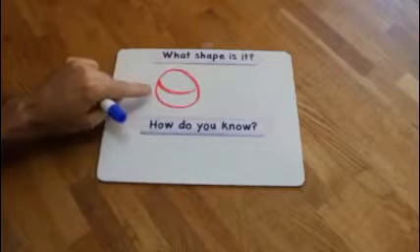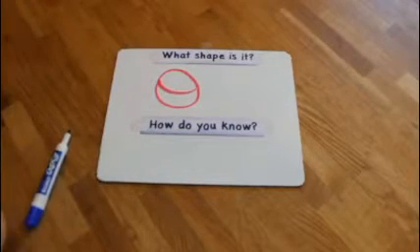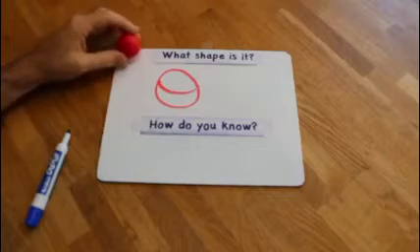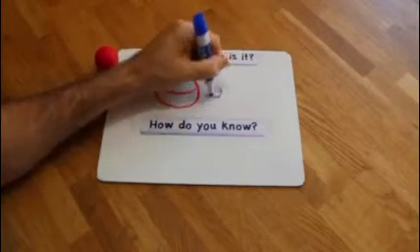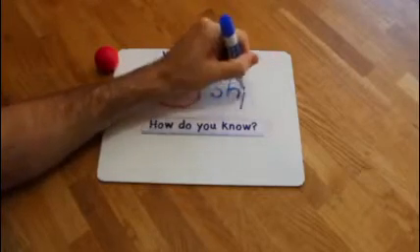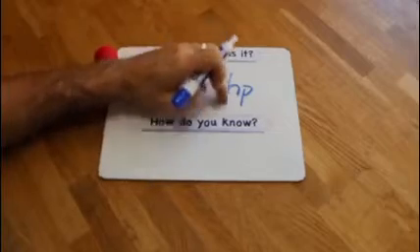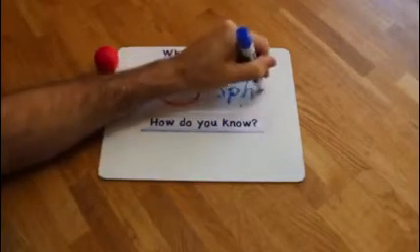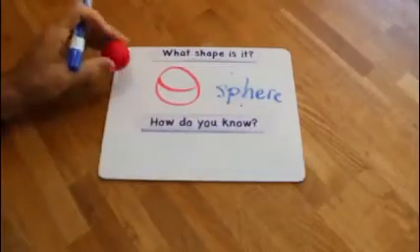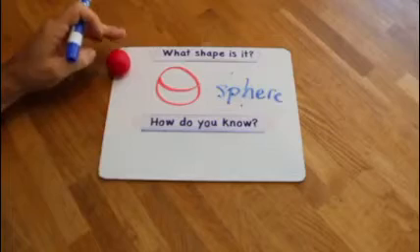What shape is it? Here's the drawing. It's not the easiest thing to see from the drawing, but here's a real one. What shape is that? That is a sphere. I messed up the spelling on that. Sorry, guys. Sphere. Okay. How do you know? How do you know this is a sphere?